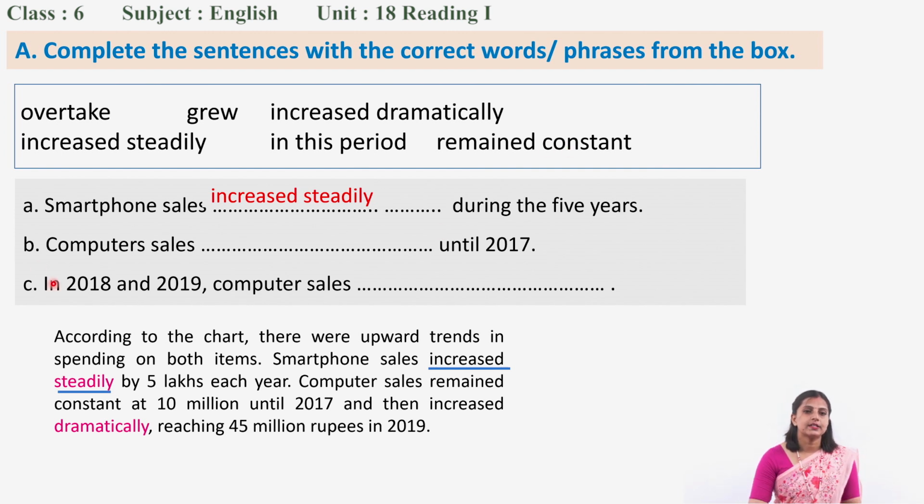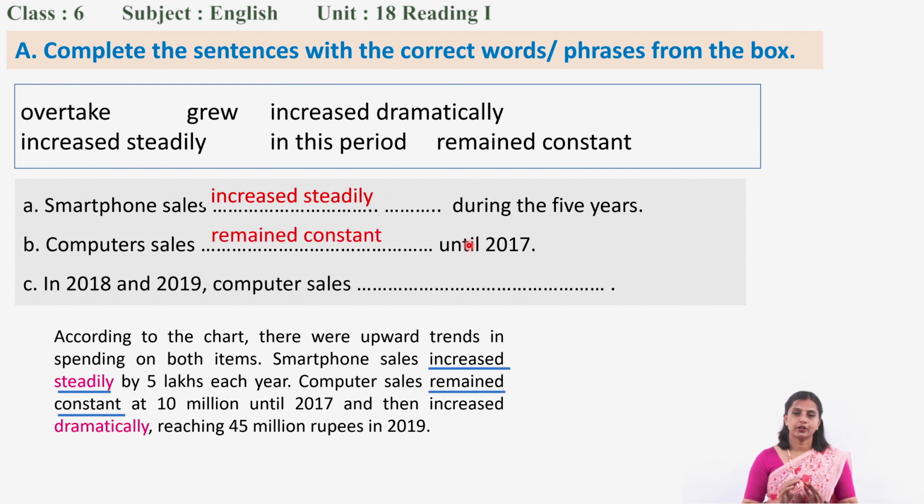The next one is computer sales. What about the computer sales? Until 2017. For 3 years we have read 15, 16 and 17. It remained what? Good, yes. It remained constant. There was no increment, no decrement, right? Can you say how much million that was? Yes, that was 10 million. Very good.